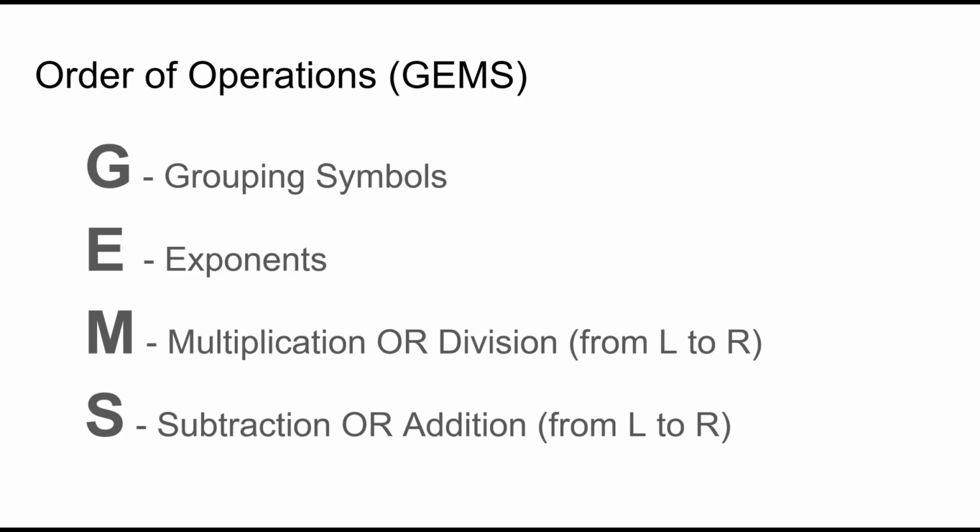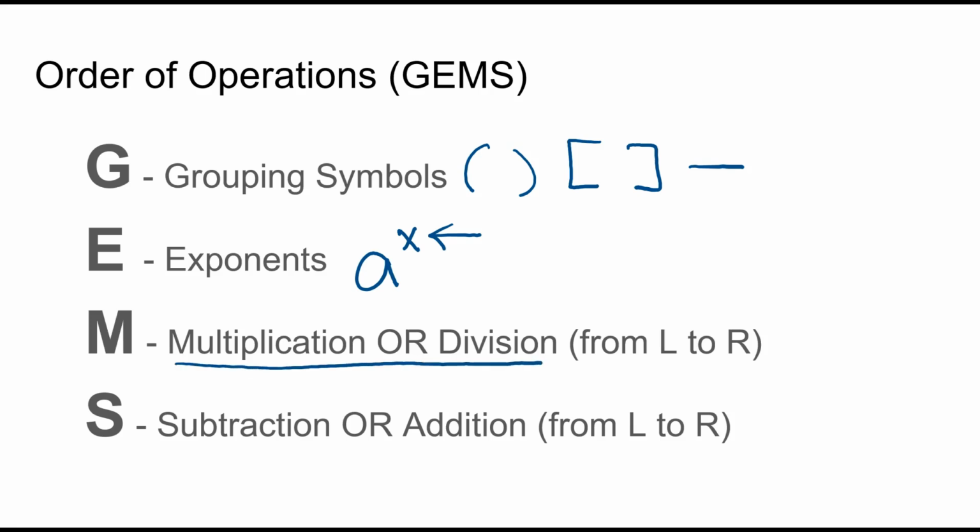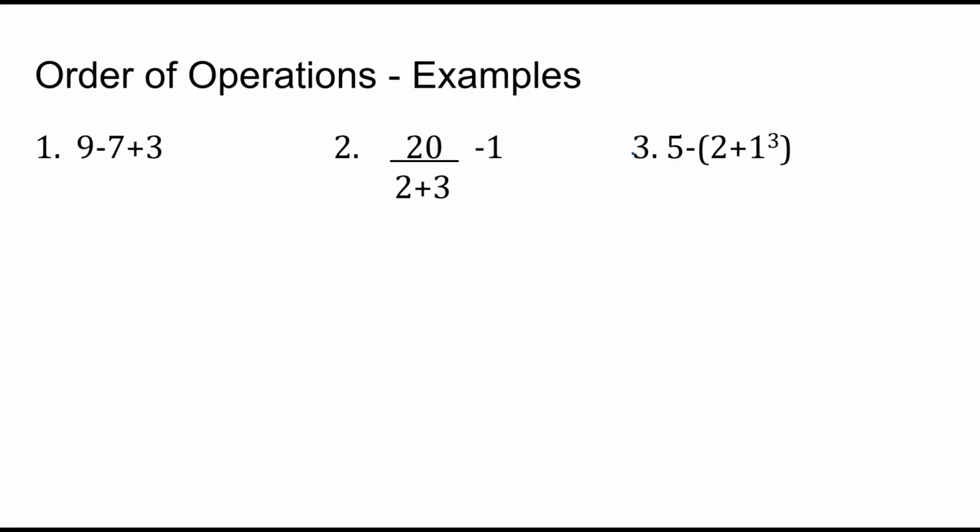So I'm going to introduce you to GEMS. The G stands for grouping symbols, which includes parentheses, but also brackets and fraction bars. We've got exponents, that stays the same. And then here we've got the M for multiplication or division from left to right, and subtraction or addition from left to right. Let's take a look at a couple examples.